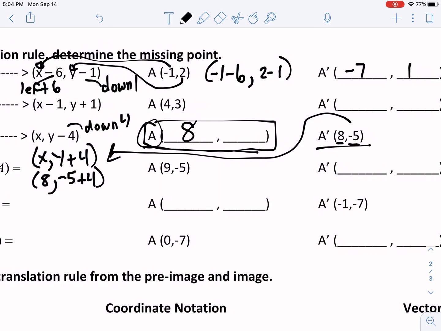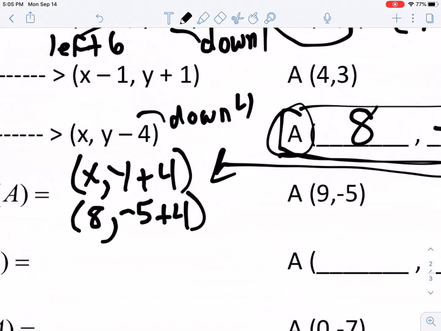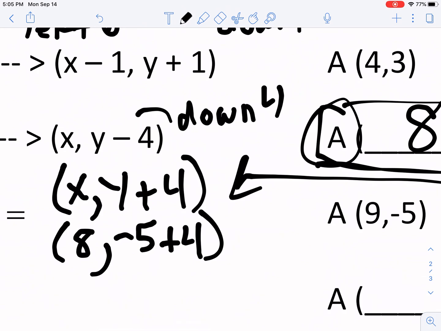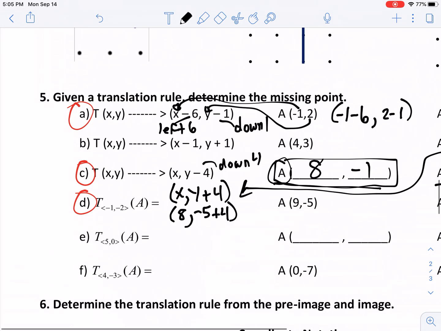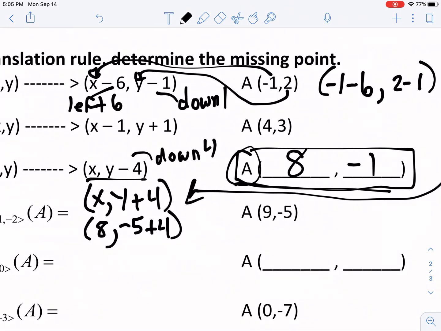Well, that's different signs. So remember, we subtract and keep the sign of the larger. 5 minus 4 is what? 1, and 5 is bigger and it's negative, so my answer would be negative, okay? So all we did was do the opposite to get back to the original image. Well, let's check to see if we're correct. Let's plug in our pre-image into the starting coordinate rule and see if we get what we want.